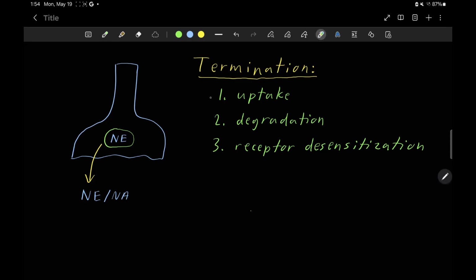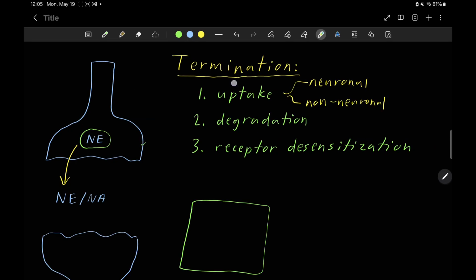But these are your three main termination mechanisms for norepinephrine. Norepinephrine can be reuptaken into cells and stored there for later. It can be degraded or converted, basically inactivated, by various enzymes to stop it from doing a response, or the receptors that it binds to can be desensitized. Let's briefly look at how each of these mechanisms work.